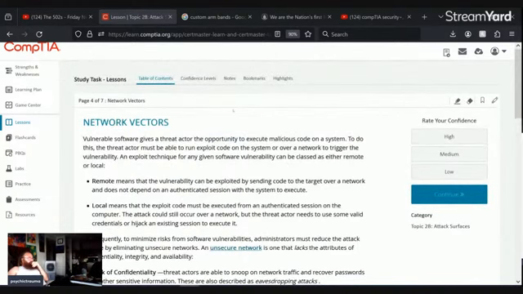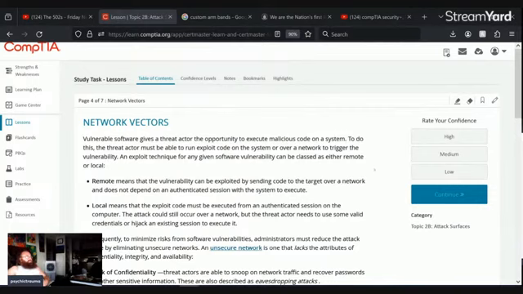Alrighty, network vectors. Vulnerable software gives a threat actor the opportunity to execute malicious code on a system. To do this, the threat actor must be able to run exploited code on the system or over a network to trigger the vulnerability. An exploit technique for any given software vulnerability can be classed as either remote or local. Remote means the vulnerability can be exploited by sending code to the target over a network and does not depend on an authenticated session with the system to execute.